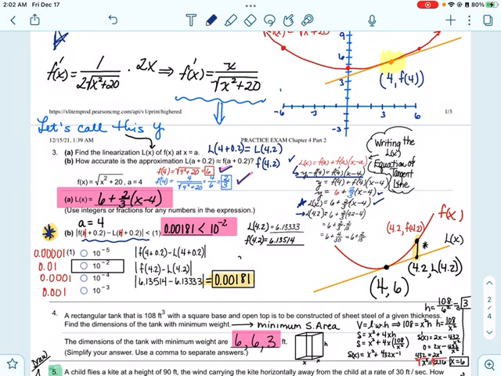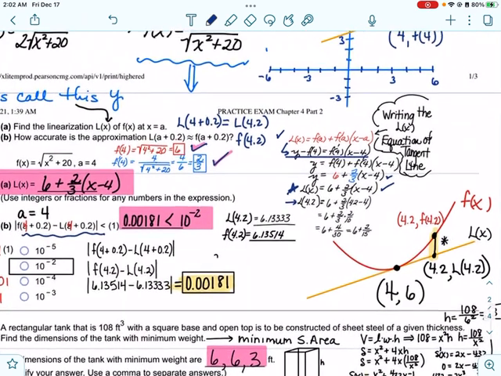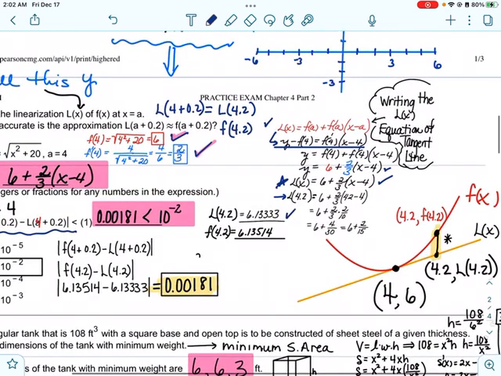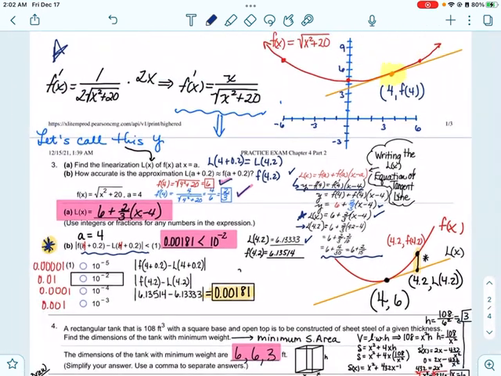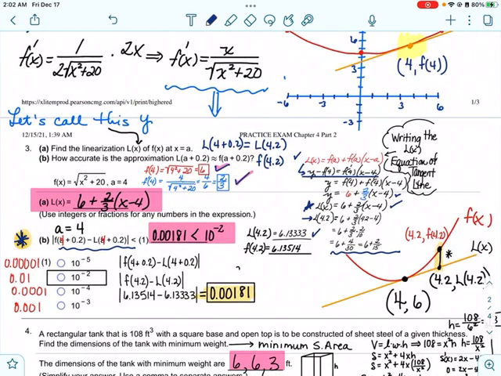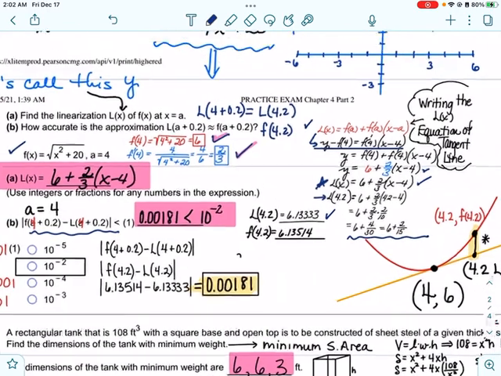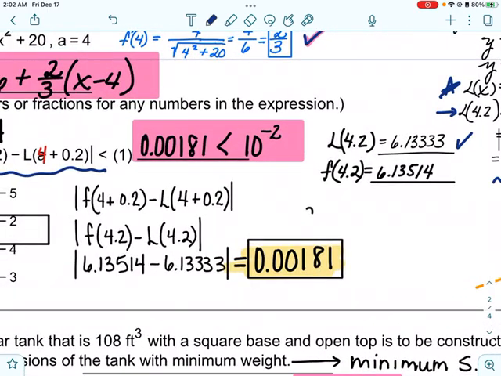I have L of 4.2 that I've calculated using the equation. You can see I've got down to here, and that turns out to be 6.13 repeating. And then f of 4.2, I just put 4.2 into the function up here, and I got 6.13514. Yeah, I'd use a calculator for that. So all that I'm doing is saying, what is the difference between f of 4.2 and L of 4.2? And it turns out to be this.